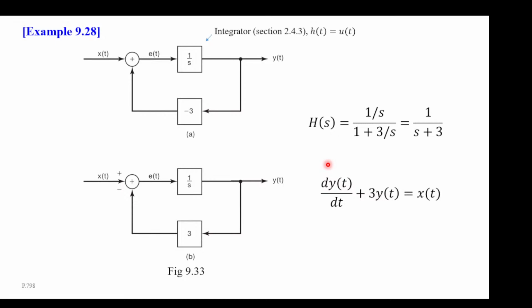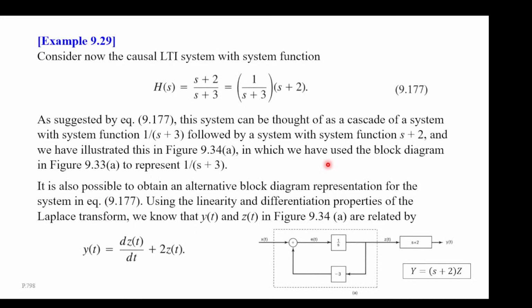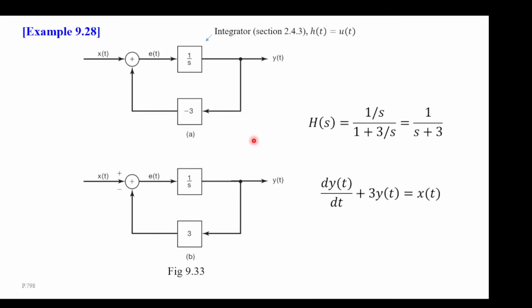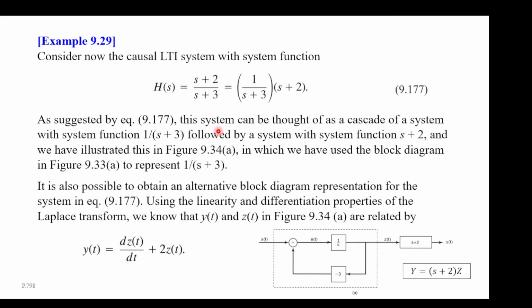Okay, and let's see the next example. This is a bit of what we said, but it's more intermediate. Before, we had a block diagram and we solved for the system function. In this example, we are given a system function, and we ask you to give a block diagram. We are going to see that given a system function, there are a lot of ways to give a block diagram.